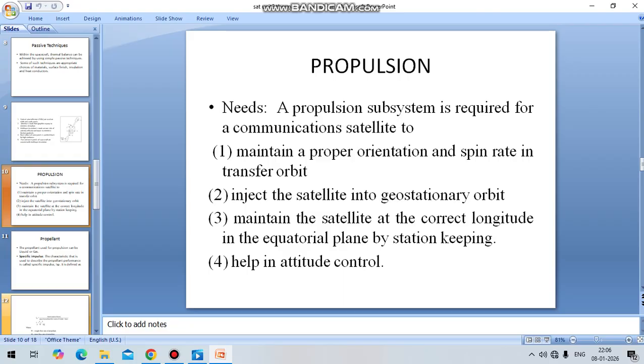So that's about the thermal control. Next is the propulsion. A propulsion subsystem is required for a communication satellite. The main purpose is to maintain the orientation of the satellite in the correct orbit, as well as to maintain the spin rate of the satellite. Next, to inject the satellite into the geostationary orbit in the desired way, and maintain the satellite at the correct longitude in the equatorial plane by station keeping. It also helps in altitude control of the satellite.